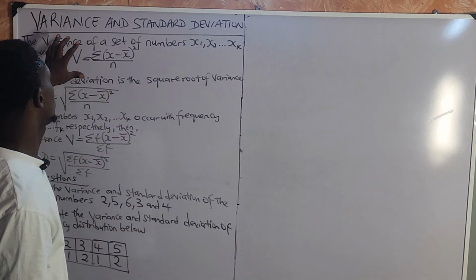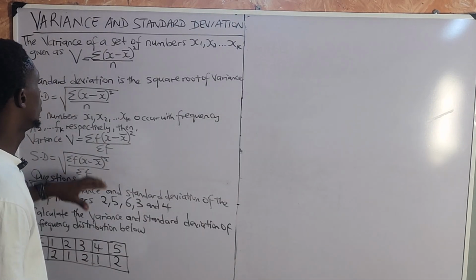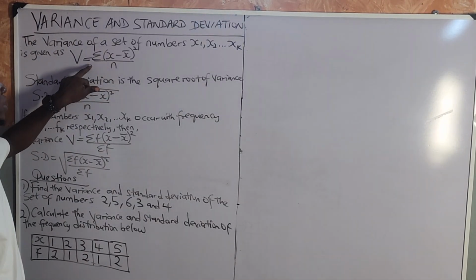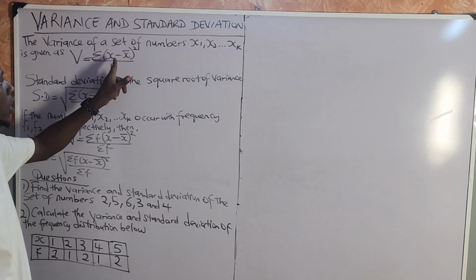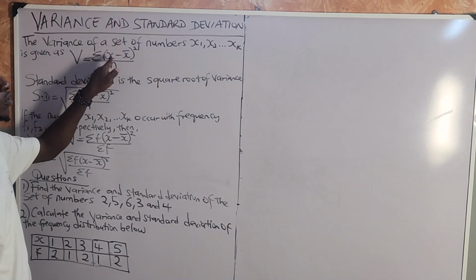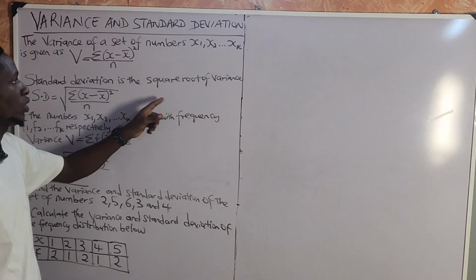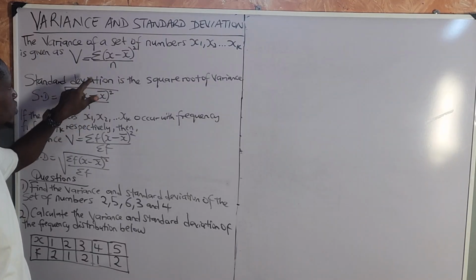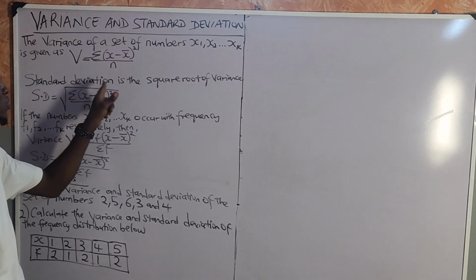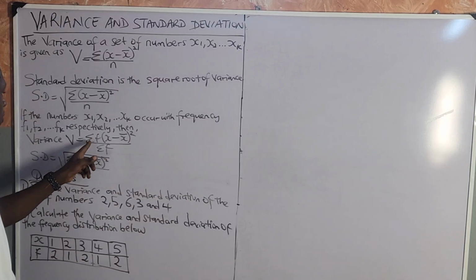We are going to be starting with variance and standard deviation. The variance of a set of numbers is given as the summation of (x minus x bar) all squared. This is called the deviation from the mean, over n, and the standard deviation is the square root of the variance. So the only difference between these two formulas is the square root. But where you have a frequency distribution, you have to use this formula.